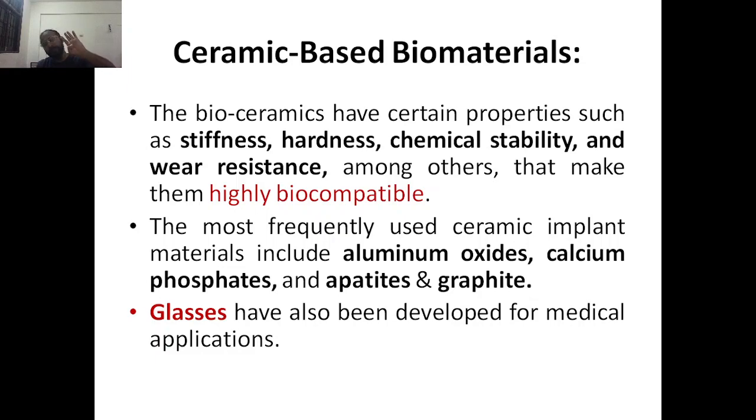Whenever we need more stiffness, more hardness, chemical stability and wear resistance, we usually go for ceramics. We avoid metals, we avoid polymers, and we go for ceramic-based materials, among others, which are highly biocompatible in nature. Ceramics are highly biocompatible compared to metals. The most frequently used ceramic implant materials include aluminum oxides, calcium phosphates, as well as apatites and graphites.